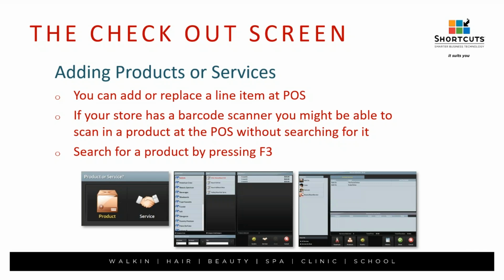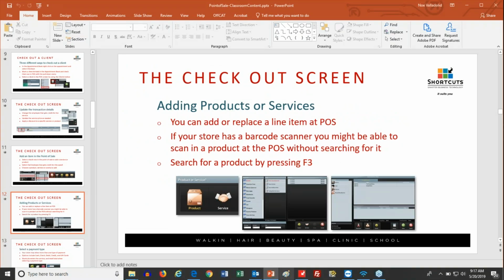If you don't have a barcode scanner or if you haven't gotten a chance to scan all of your products, you can always perform a product search by pressing F3 on your keyboard. So we're actually going to do that. I'm going to bring up a customer into the point of sale, and we're going to add a product.